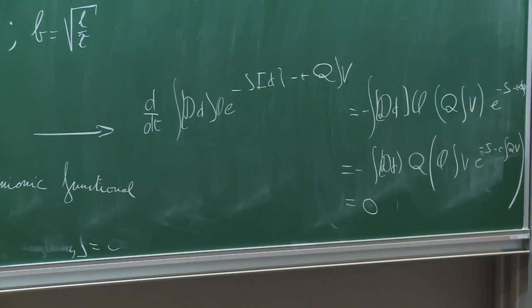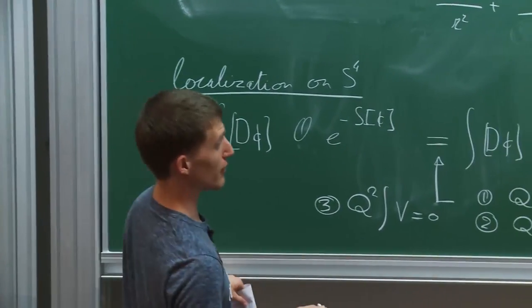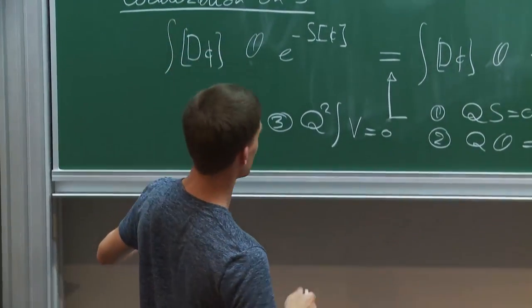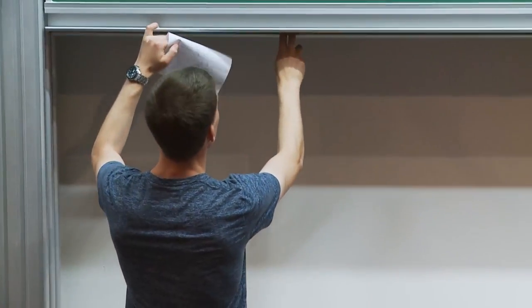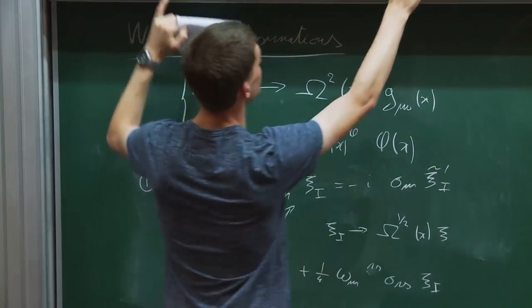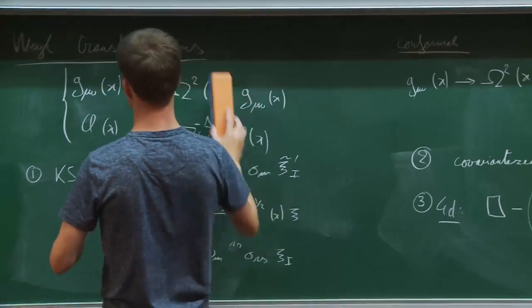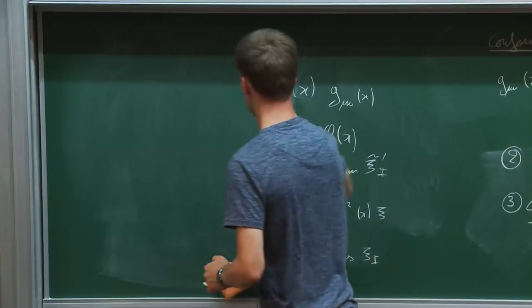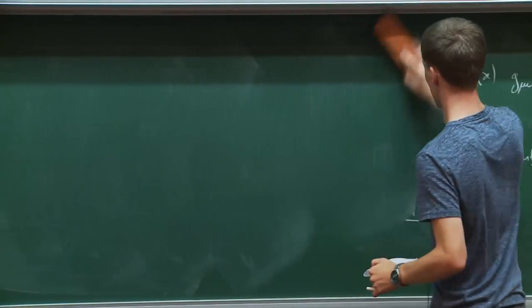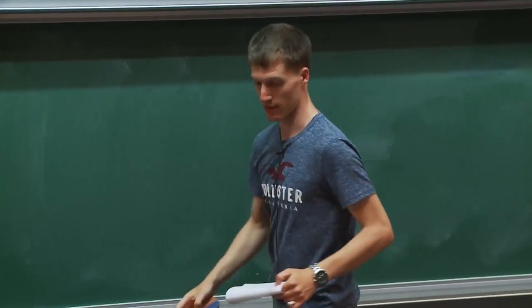This is the localization argument in quantum field theory, sketched out somewhat quickly. And once we have this statement, there's a few choices we need to make in order to get to some useful expression for the path integral we would like to compute.